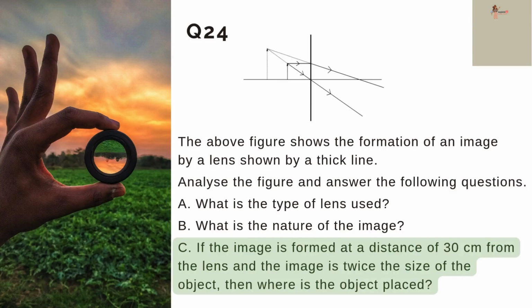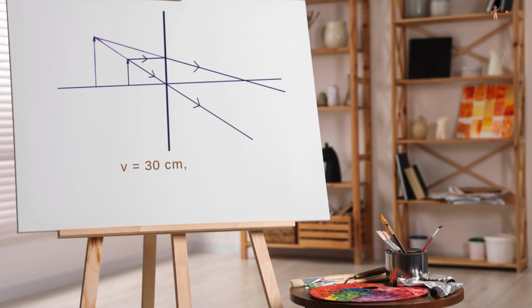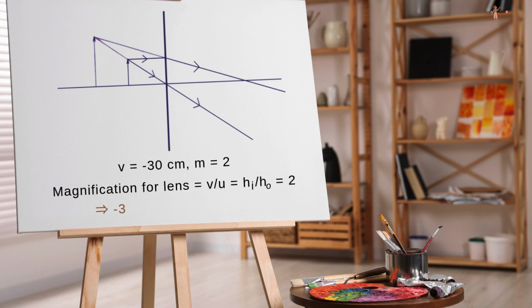If the image is formed at a distance of 30 cm and it is twice the size of the object, that means we have v equal to 30 and m equal to 2. Now magnification is also given by v upon u, which is also equal to 2. Now this means minus 30 upon u would be 2, or u is minus 15 centimeter. So the position of the object is minus 15 centimeter.